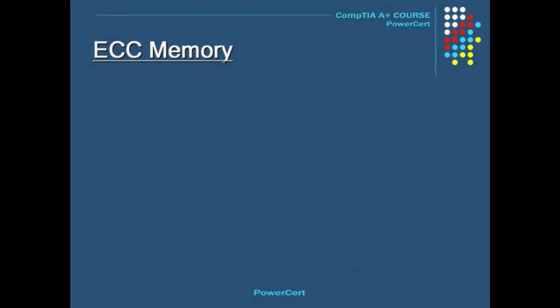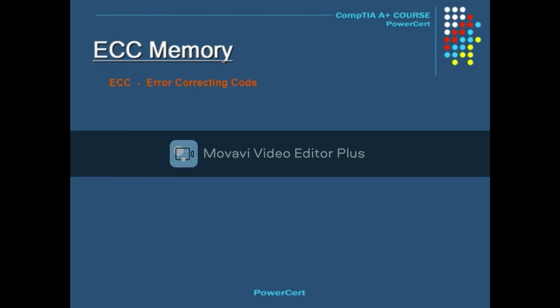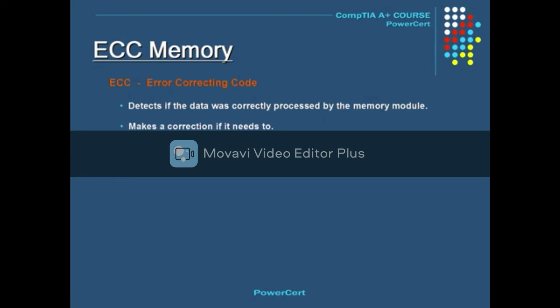Some RAM modules have ECC, which stands for Error Correcting Code. And what this does is that it detects if the data was correctly processed by the memory module, and makes a correction if it needs to.